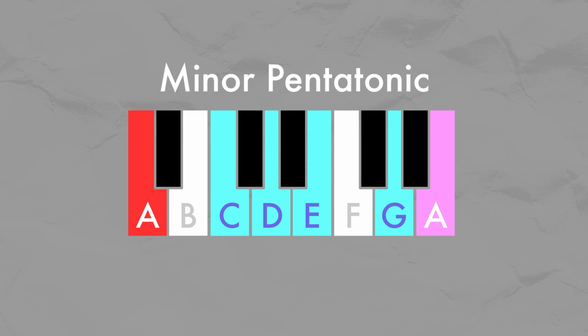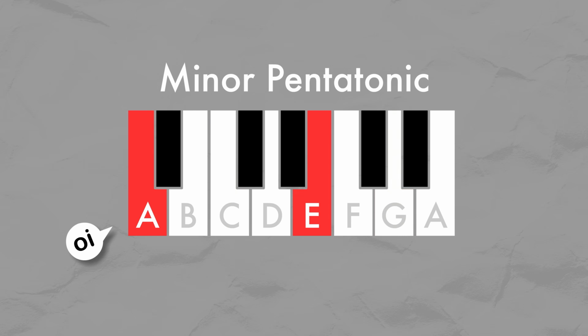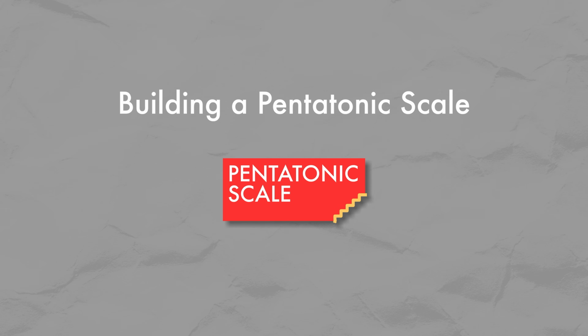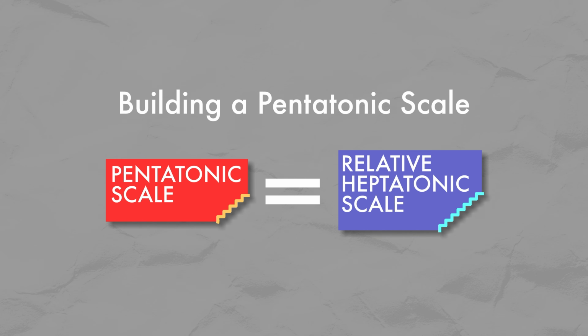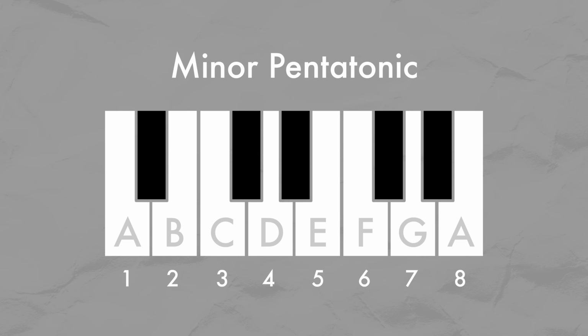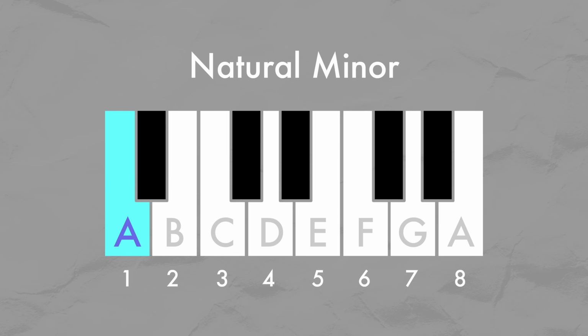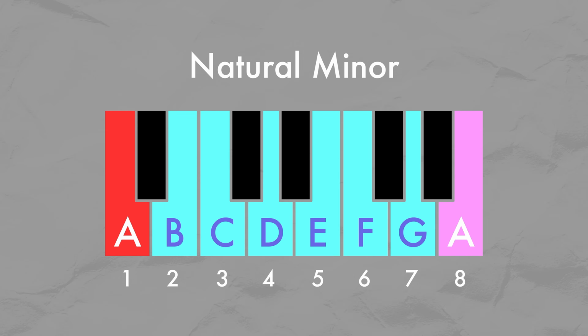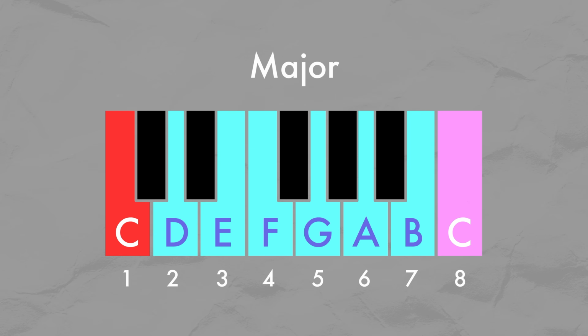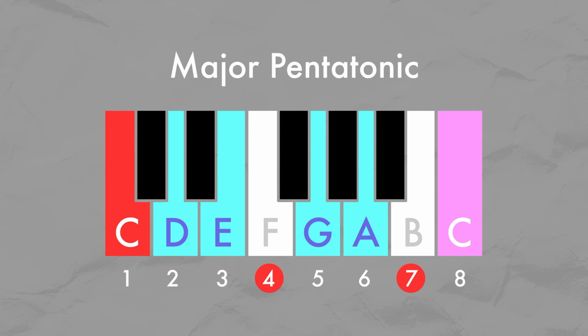You're probably very familiar with the sound of the minor pentatonic, especially in rock music and countless guitar solos and riffs. To build a pentatonic scale, it's often easier to start with the relative heptatonic scale and then remove 2 notes. So to build a minor pentatonic, we start at a minor scale and then remove the 2nd and 6th degrees. The major pentatonic scale is similar, except we remove the 4th and 7th degrees of the major scale.